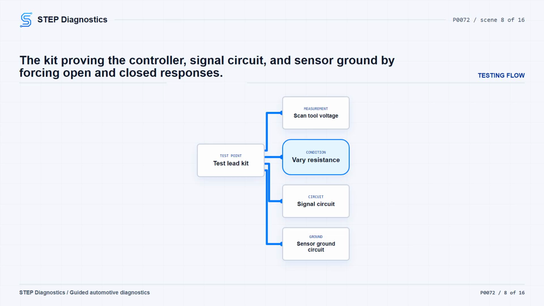Then move the switch to adjust and vary the resistance while monitoring ECU signal voltage on the scan tool. If the faults and voltage responses happen as expected, the ECU and wiring are reacting correctly, so inspect the sensor connector carefully before condemning the sensor.